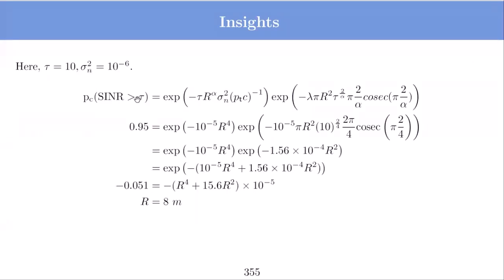So I know the SIR coverage probability is given by this, right? I put back the expression and say that I want it to be equal to 0.95, right? And then you solve this expression, you get a quadratic equation here. And once you solve it, you get R equal to 8 meters. It means if you put R equal to 8 meters, you would get the desired performance you are expecting.